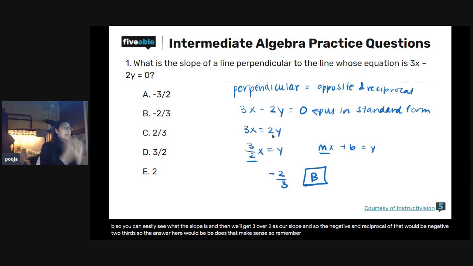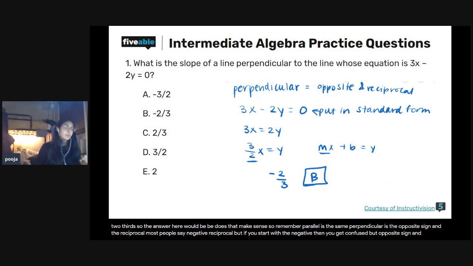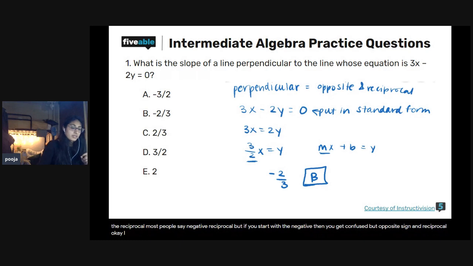So remember, parallel is the same, perpendicular is the opposite sign and the reciprocal. Most people say negative reciprocal, but if you start with the negative, then you get confused. But opposite sign and reciprocal. Okay. I don't see any questions or anything, so we're going to move on.